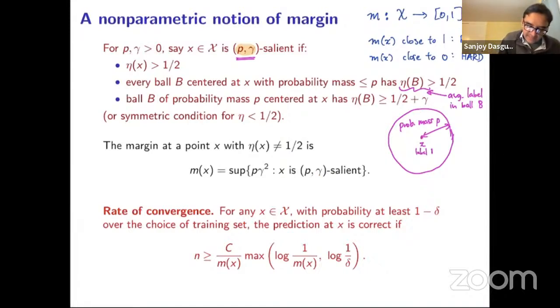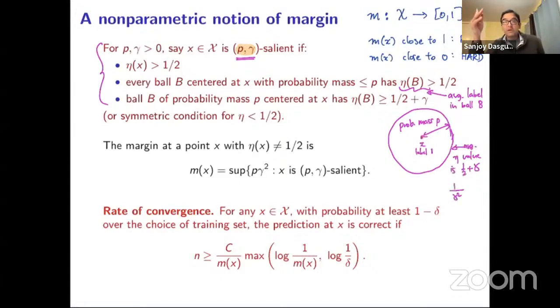If the point is p gamma salient, what that means is that the average eta value in this ball is a half plus gamma. So it's significant. And what that means is that if you have 1 over gamma squared points in this ball, you'll get the right label. But the ball has probability mass p. So in order to get 1 over gamma squared points in the ball, the number of points you need overall is 1 over p gamma squared. So if the number of data points is that large, you will get 1 over gamma squared points in this ball, and then you'll get the right label. And so we take the supremum over all of these p gamma squareds for which x is p gamma salient. And that's how we end up getting this notion of margin and this rate of convergence.